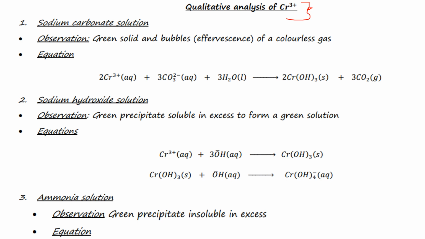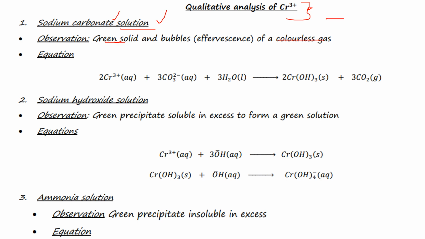So one is going to be reaction with sodium carbonate solution. Just to give a general overview, any cation with a positive 3 oxidation state gives effervescence of a colorless gas whenever reacted with this solution. So since we're having chromium, we are going to say that a green solid with bubbles or effervescence of a colorless gas is going to be formed. And the green solid is due to hydrolysis, and bubbles of a colorless gas is due to the protons reacting with the carbonate ions to form a colorless gas.